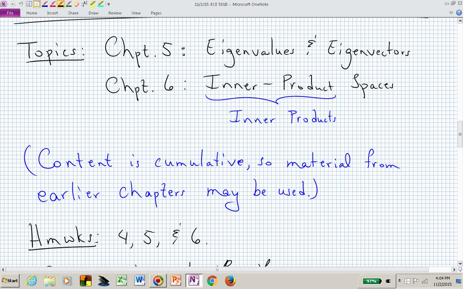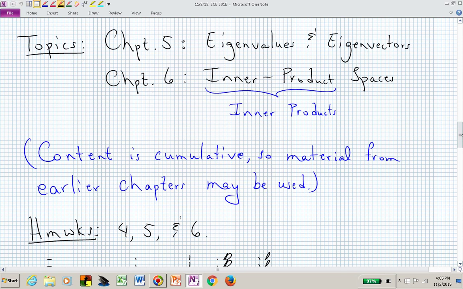Topics, it's really chapters 5 and 6, roughly. Chapter 5 is dealing with eigenvalues and eigenvectors, and chapter 6 is inner product spaces, and in particular inner products and what that means or how those can be used or defined.